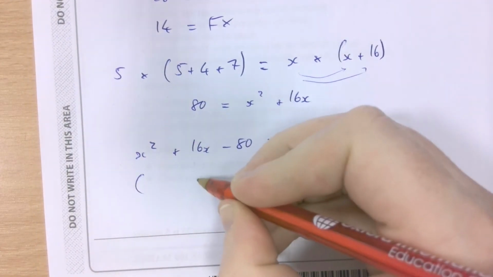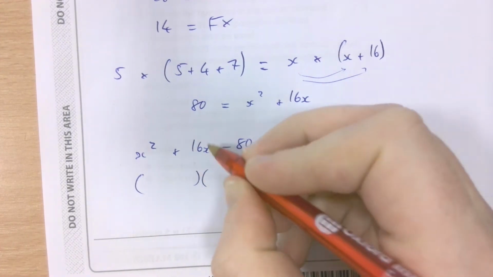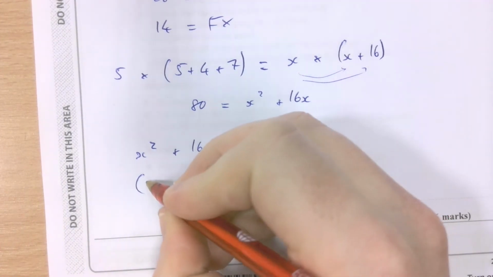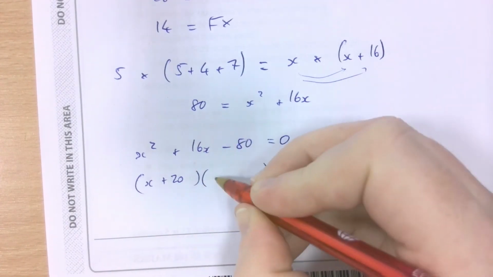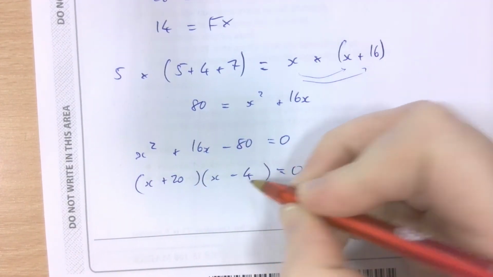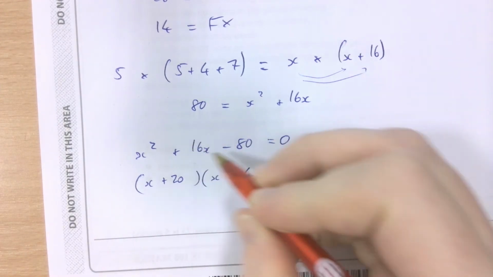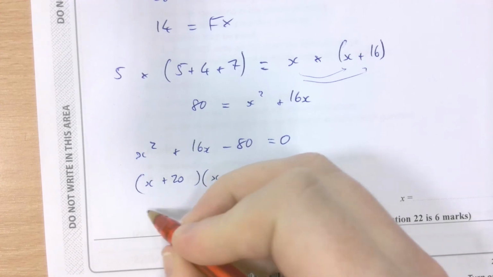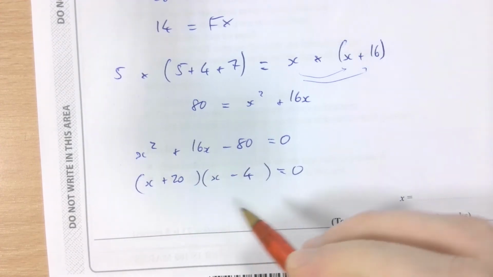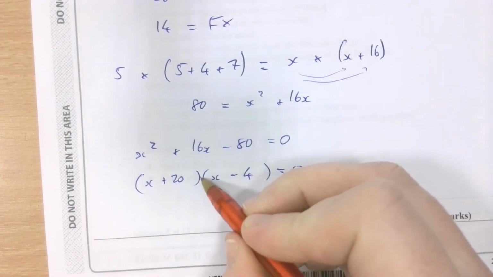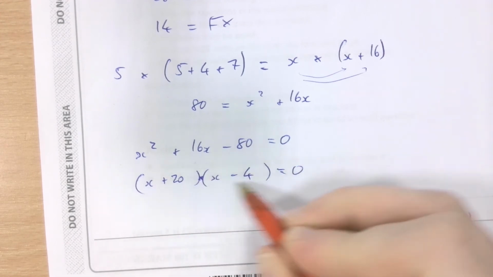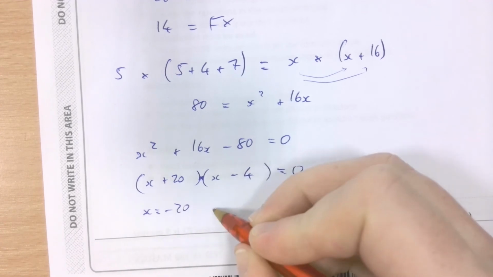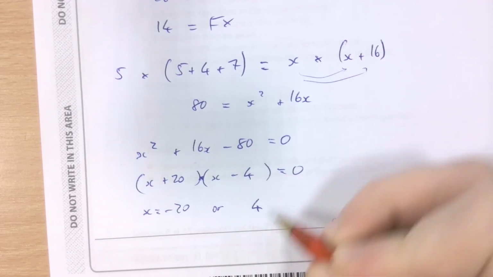Let's see. Are there two numbers that add together to make 16 and multiply together to make negative 80? Yes. Positive 20 and negative 4. 20 add negative 4 makes positive 16, and 20 multiplied by negative 4 makes negative 80. Meaning that there are two solutions to this. Two values of x that make the product of these two brackets 0. And that is negative 20 or 4.